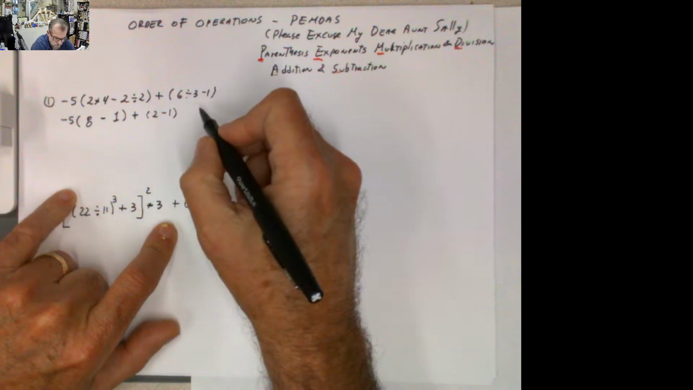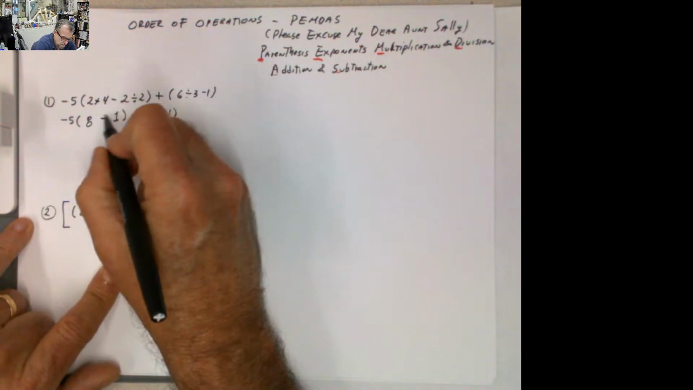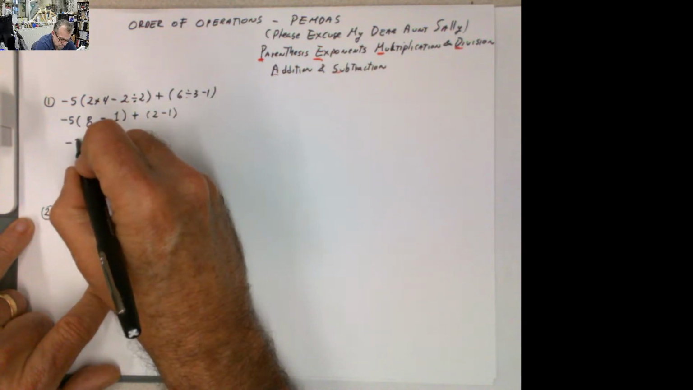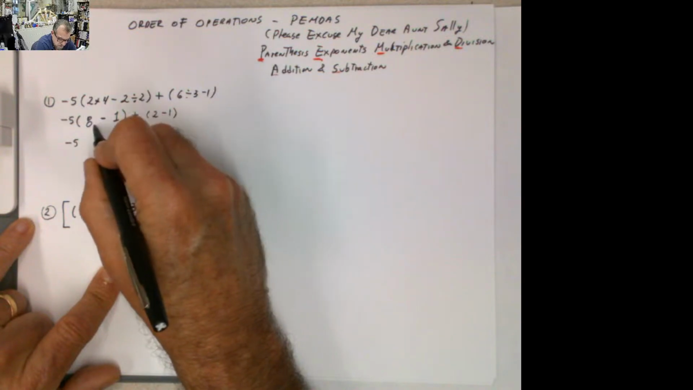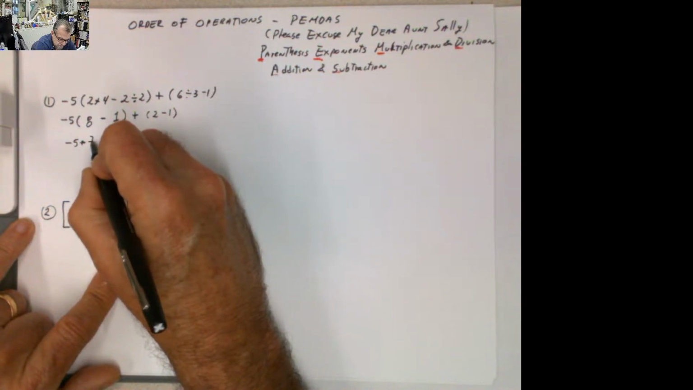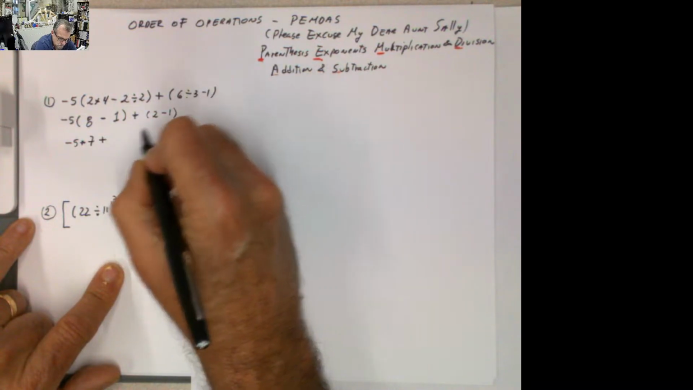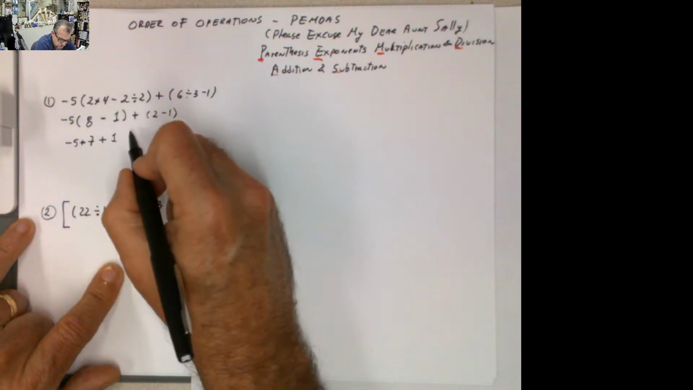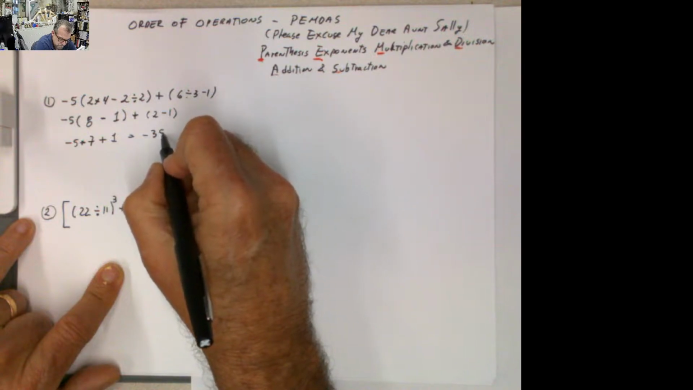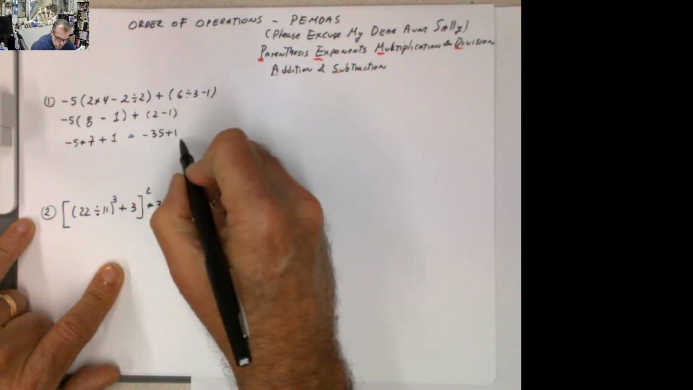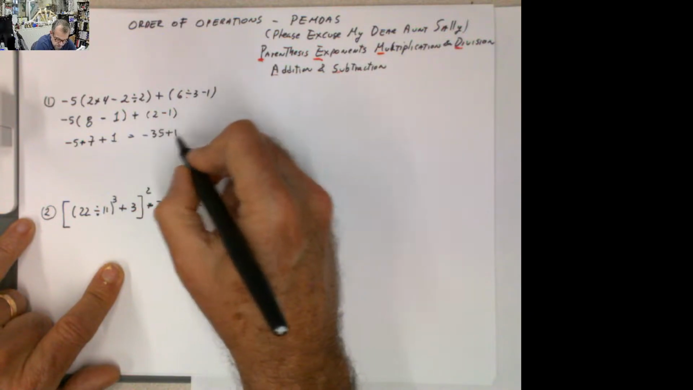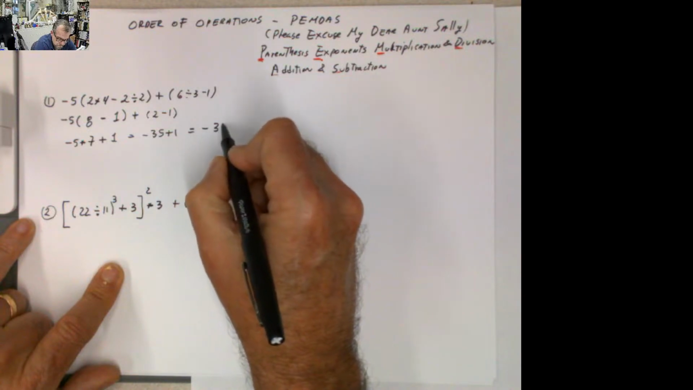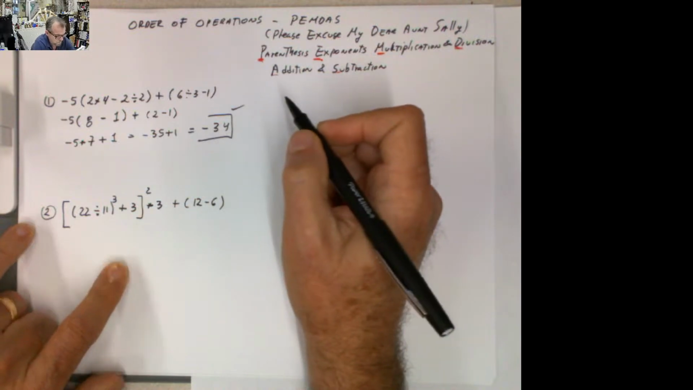Now from here, you just keep working. I have a parenthesis, and within the parentheses I have a subtraction, so I do the subtraction. Negative 5 times 8 minus 1 is 7. 7 plus 2 minus 1 is 1. I apply PEMDAS again, and multiplication first. So it's going to be negative 35 plus 1. Now I just have an algebraic operation here. Negative 35 plus 1 equals negative 34, and that will be your answer if you do it by hand.